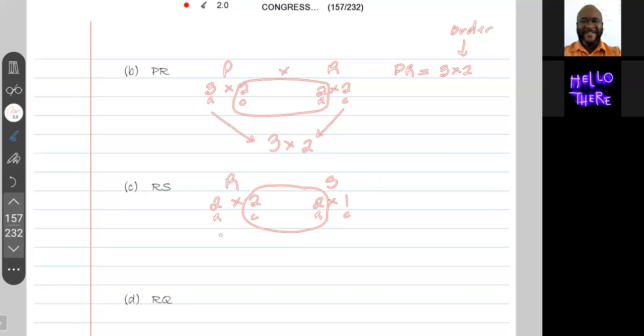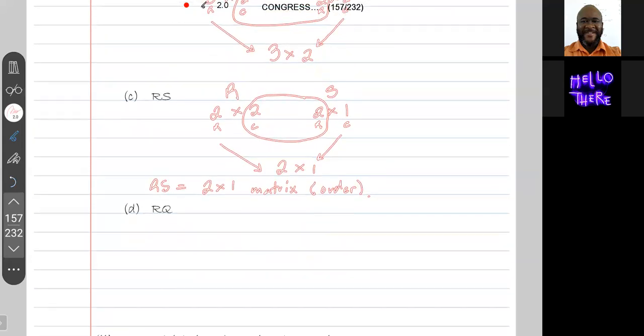The number of rows in the first matrix, which is 2, by the number of columns in the second matrix, which is 1, is the order of the matrix product. So I could say that RS, when you do the multiplication, is another 2 by 1 matrix. And of course, 2 by 1 is the order of the matrix product RS.